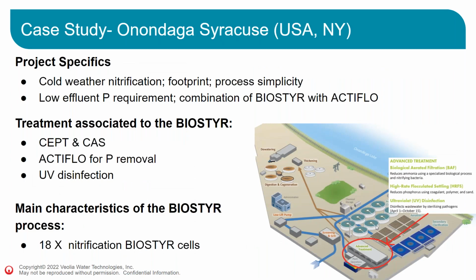The second case study is Onondaga in Syracuse, USA. One of the specifics of this project is they already have activated sludge for secondary treatment, but they needed additional nitrification as a tertiary treatment, and they needed to have some phosphorus removal as well. So this case study is selected because you have a Biostyr for nitrification followed by ActiFlow for phosphorus removal.